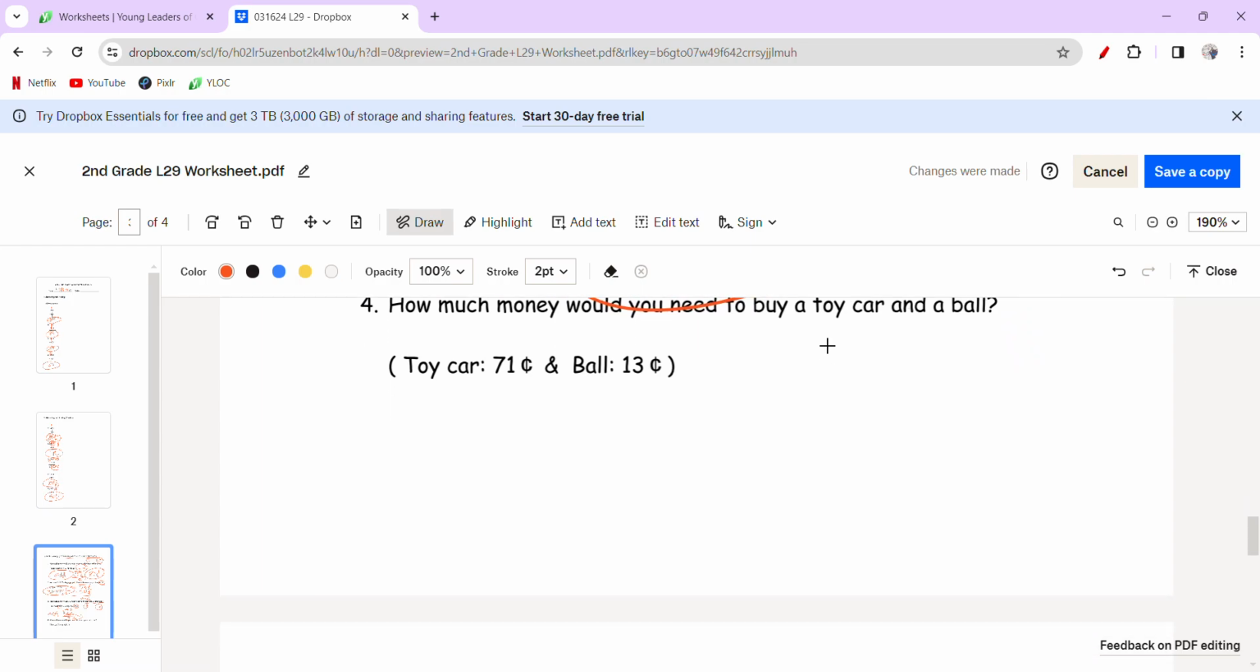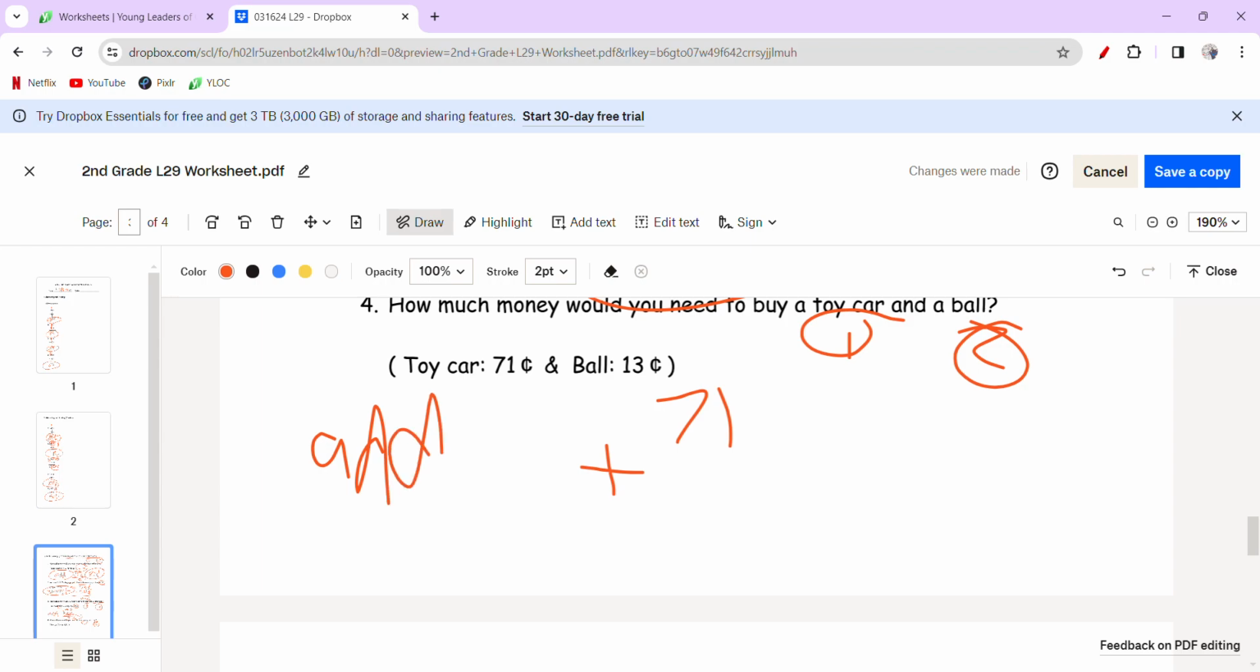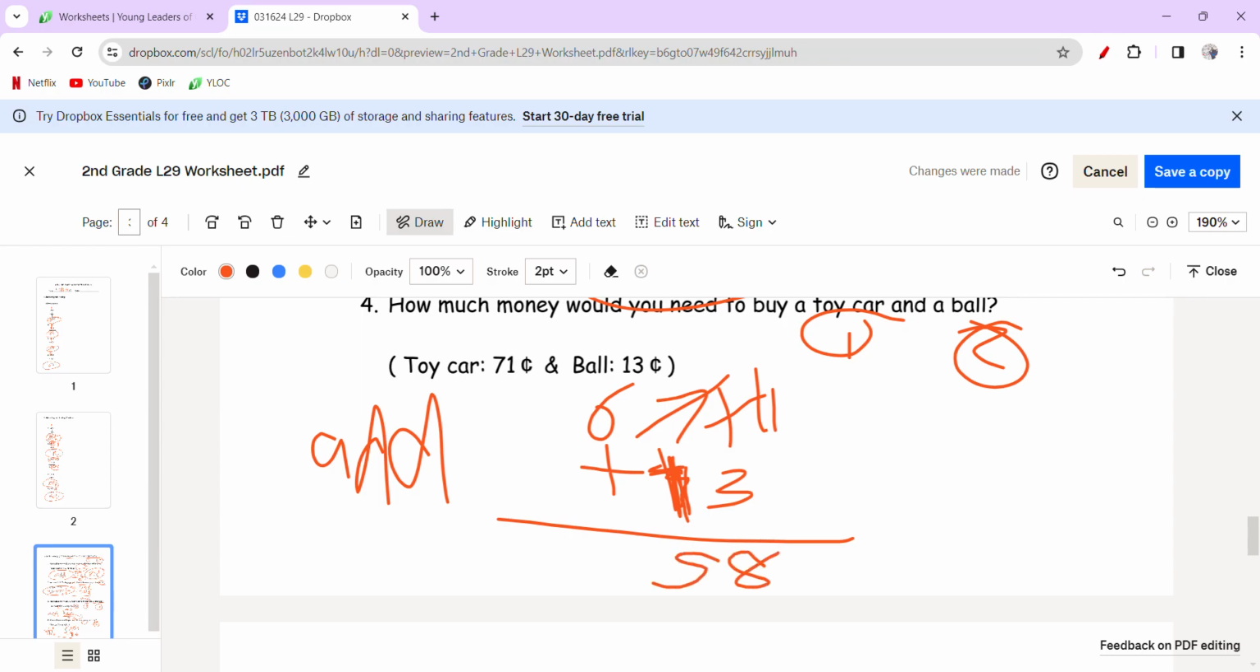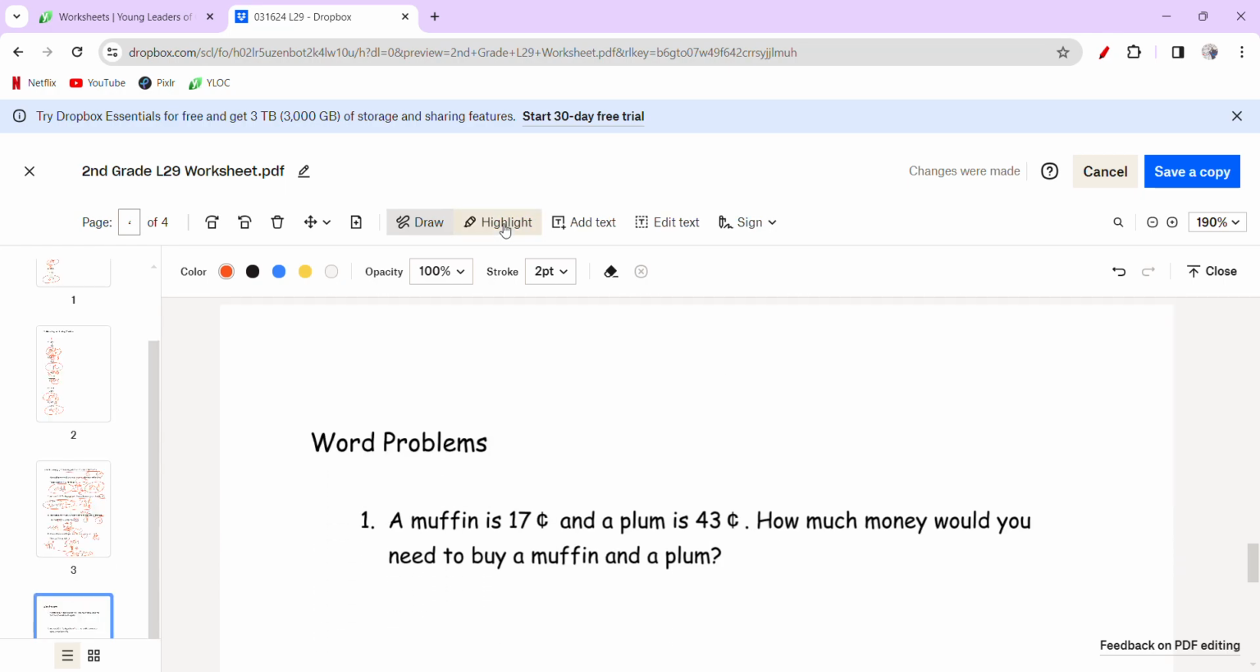Lastly, how much money would you need to buy a toy car and a ball? Same thing over here. This is 1. This is 2. So you would add 71 plus 13. Actually, it's 71 minus 13, so you would borrow from the tens. This will be 6. This will become 11. 11 minus 3 would be 8. 6 minus 1 is 5. So 56 cents left. Moving on to word problems.